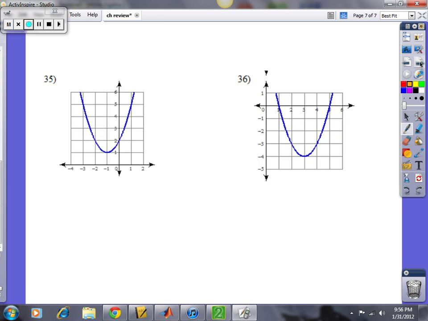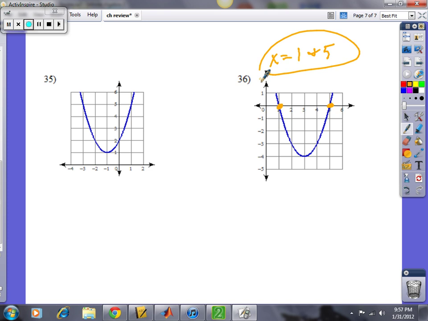Alright, 35 and 36, you're going to have two problems, and they are going to be pretty similar to this. You're going to have to look at a parabola and find the solutions. Okay, let's start with 36. The solutions are right here. So the solutions to this quadratic equation are 1 and 5. x equals 1 and 5. It's wherever your parabola crosses the x-axis. It's the x-intercepts of the parabola.